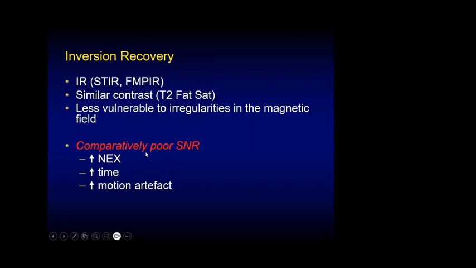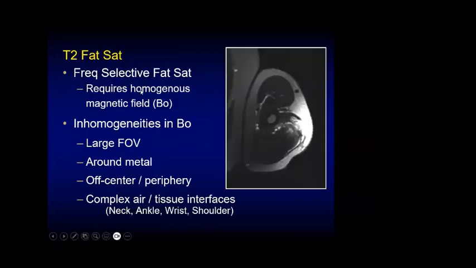The problem with the STIR sequence is that the signal to noise ratio is inferior to the T2 FAT-SAT technique. Because of that, you need to increase your number of excitations, and that means longer scan time, which may result in motion artifact because of patient fatigue. So there is a trade-off. The T2 fat saturated technique is better in terms of signal to noise ratio and is a faster sequence, but it has a problem with magnetic field inhomogeneity in these conditions we listed.